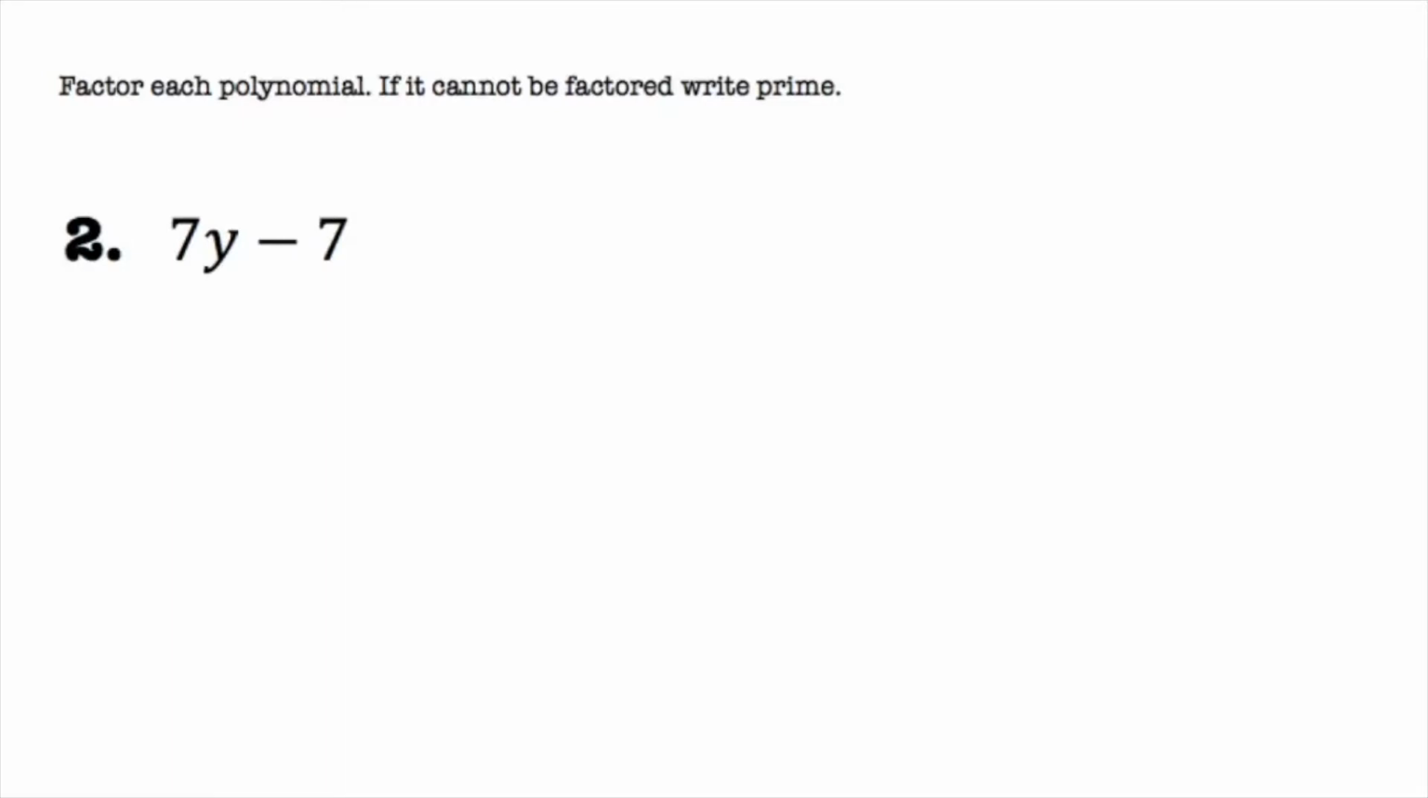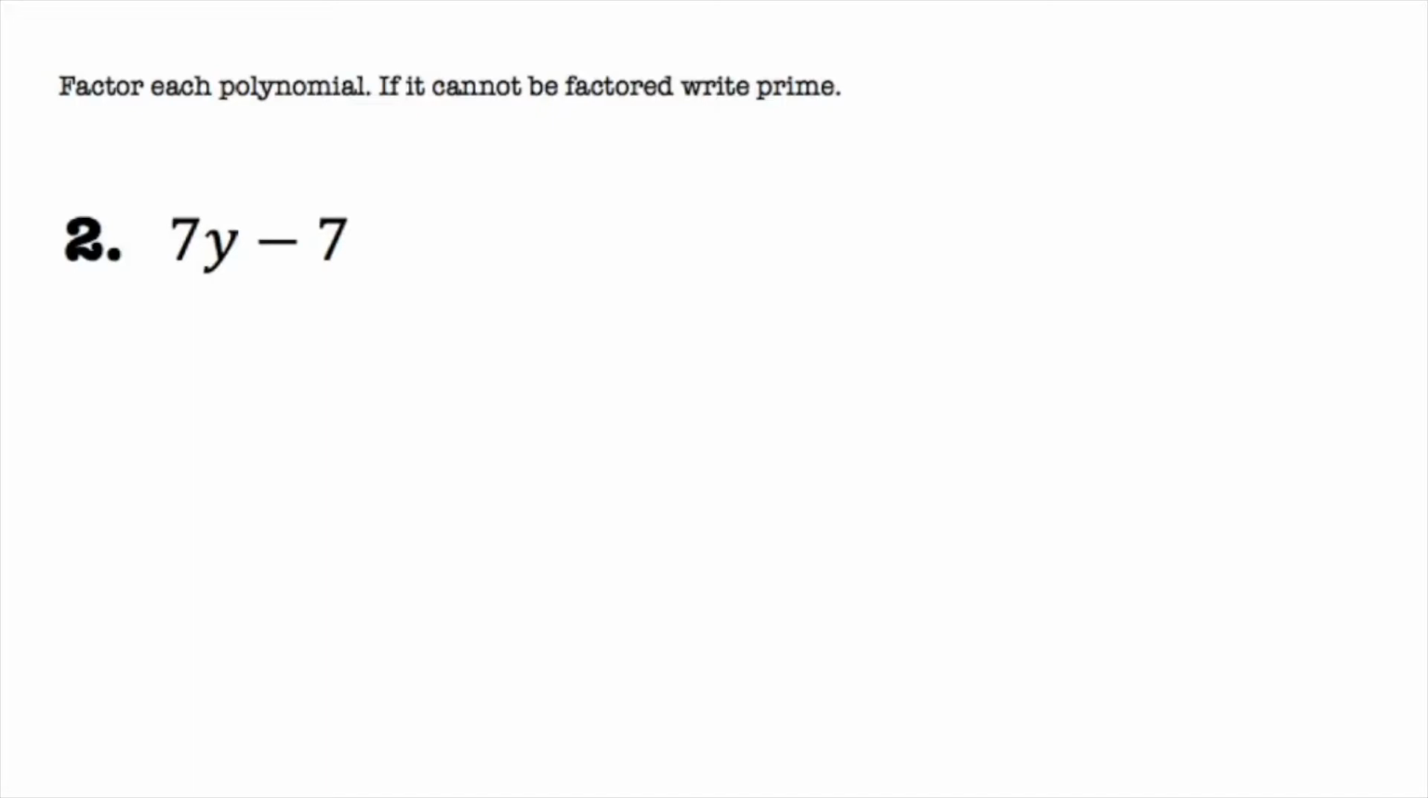All right, so for number 2, again, same directions. This time we have 7, and you can notice right away they both have a 7 in common because that's the only number that goes into 7, because 7 is prime. Prime means that you can only multiply a number by itself and 1 to get that number. So 7 times 1 is the only way we can get to 7, by multiplying whole numbers.